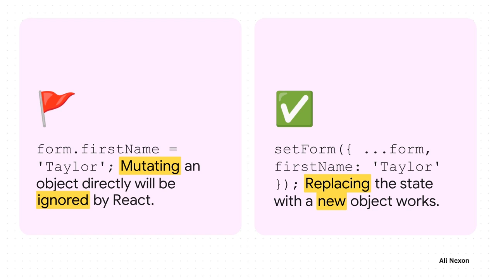The right way is to always create a brand new object. We use the spread syntax to copy all the old properties, we overwrite the one we want to change, and then we pass that totally new object to our setter function. You always replace state. You don't modify it.